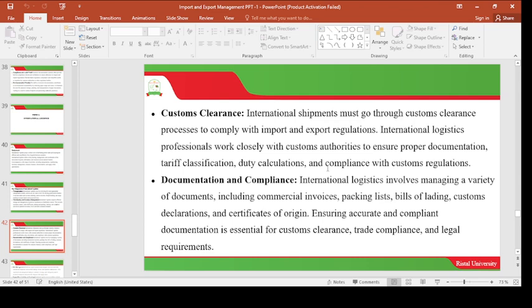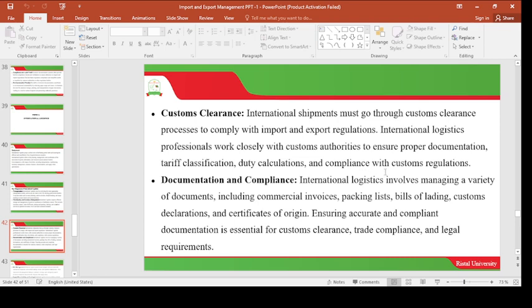Another point is customs clearance. International shipments must go through customs clearance because some goods are prohibited from entering specific locations. For example, a country can impose strict regulations on specific goods, and during customs clearance you identify that these goods are not allowed in the country. Customs clearance also involves duty calculations and the taxes you are supposed to pay, those are the tariffs. This is done through customs clearance to make sure that you clear your imported goods.